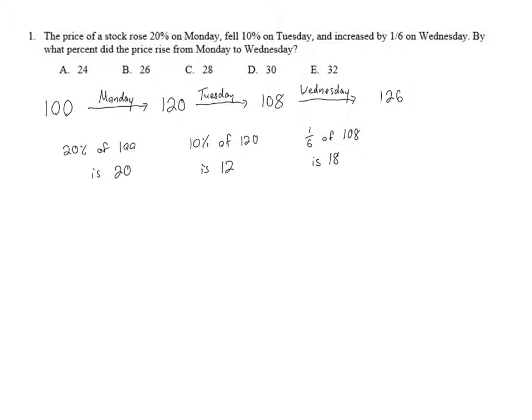If we look at what happens between the original price and the ending price, it rose $26, and 26 is 26% of 100, which ends up being answer choice B.